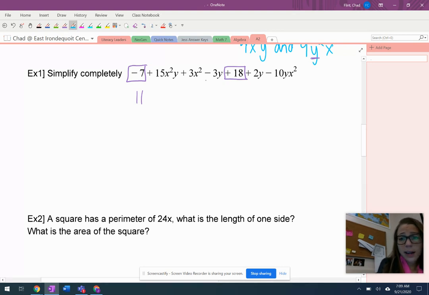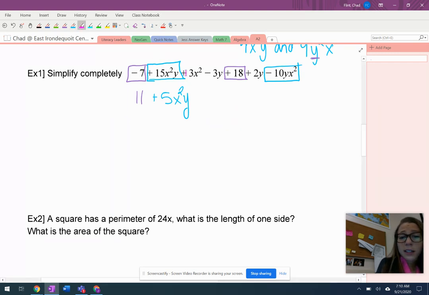All right, I have 15x squared y. This negative 10 piece also has an x squared y. Even though they're in different orders, they still work because the x's are squared and the y's have an exponent of 1. So 15 minus 10 is going to be a positive 5. And when you write it, you can write it either way, as x squared y or yx squared.